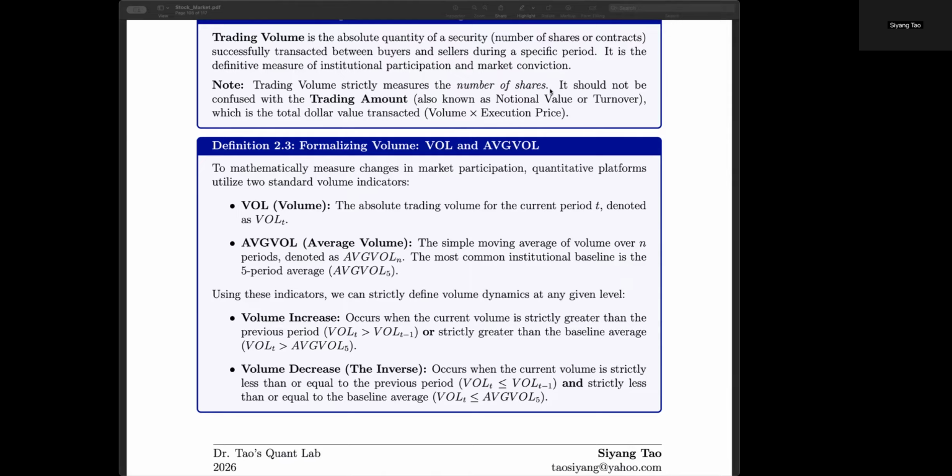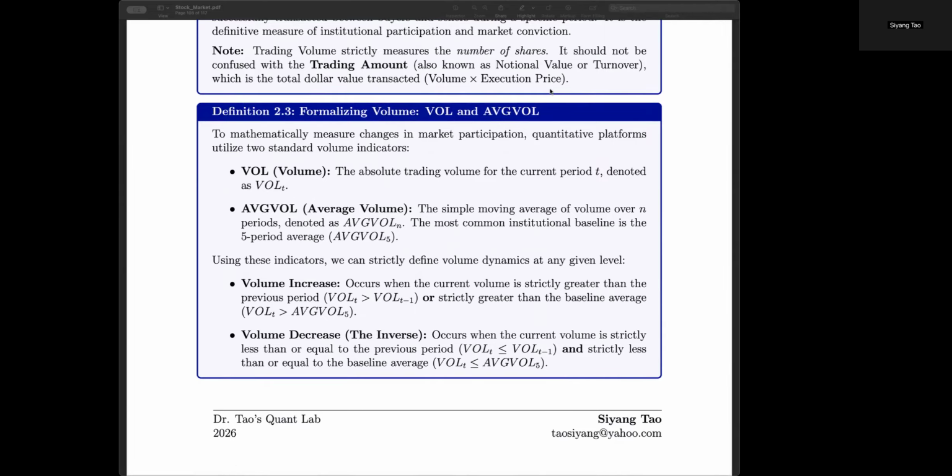But no matter how carefully they slice their orders, they cannot completely hide their footprints. That footprint shows up as volume. This is why quantitative traders have a saying: volume precedes price. Long before a stock actually breaks out, you will see the volume footprint of institutional accumulation.